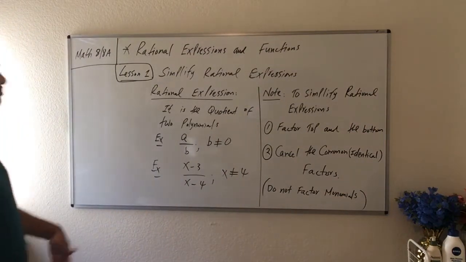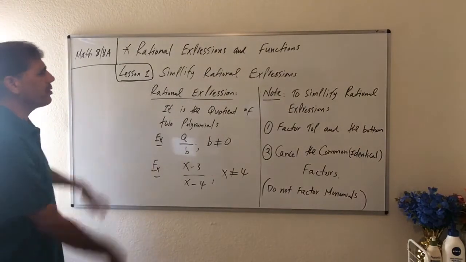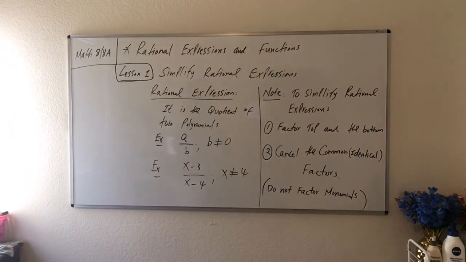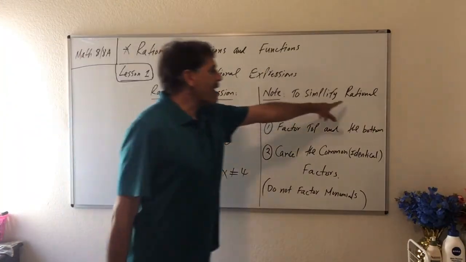And it could be trinomial as well. So today the focus is only simplifying. So you have a monomial divided by monomial, and some problems we have a binomial divided by binomial. Tomorrow probably we can do some trinomials. So make a note to simplify rational expressions.